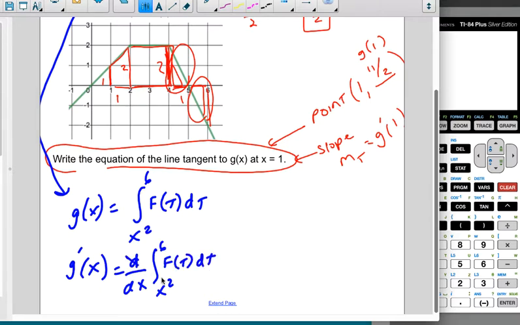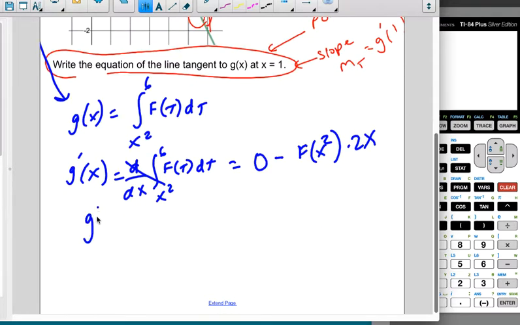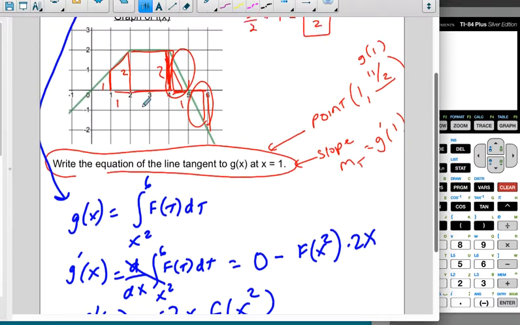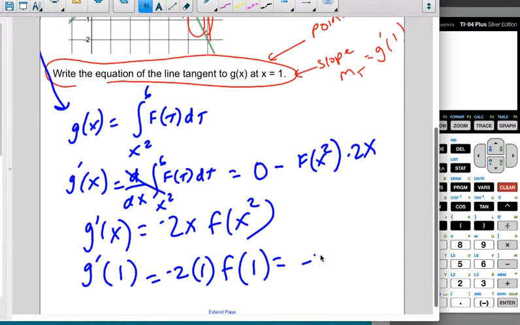So when I do that, these cancel, and I'm going to get 0, because remember, when I plug in f of 6 times d6, the d6 is just going to go away, minus f of x squared times the derivative of x squared. So it seems that my g prime of x is negative 2x times f of x squared, which means g prime of 1, I think we wanted 1, yep, is negative 2 times 1 times whatever f of 1 is. Well, let's go up to f of 1. f of 1 is a 1. So I get negative 2 times 1, which is just negative 2.